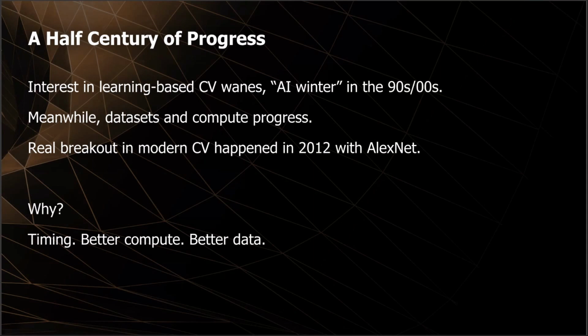AlexNet, like LeNet, was a convolutional neural network. It was a learning algorithm, and it's come to be known as one of the most influential papers in all of computer vision. It was a breakthrough. The timing was right. The compute and the data was there finally for these algorithms to really take off.